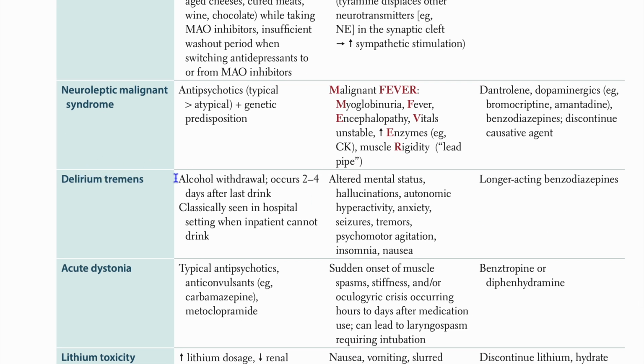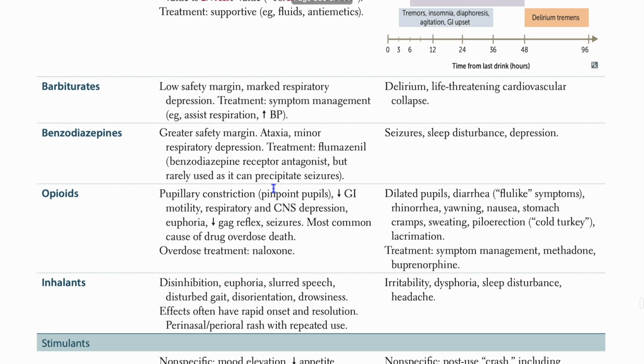Delirium tremens, this is because of alcohol withdrawal. You get tremors because of alcohol withdrawal. That's how I remember that one. Alcohol withdrawal occurs 2 to 4 days after the last drink.